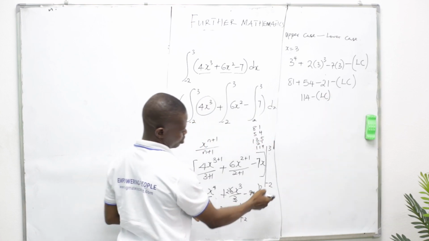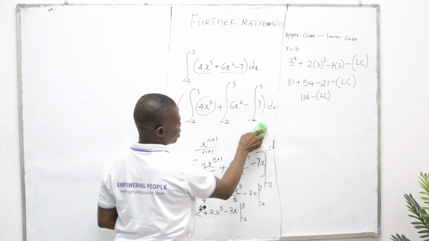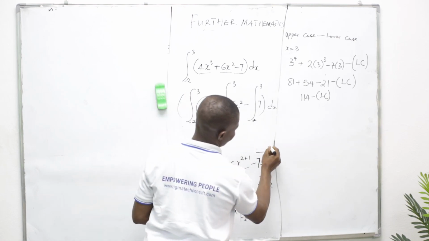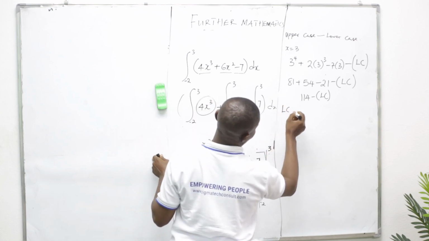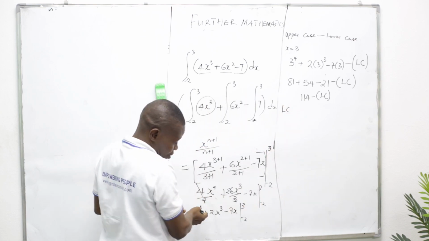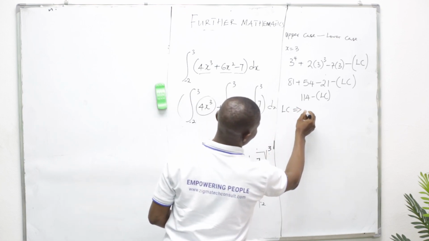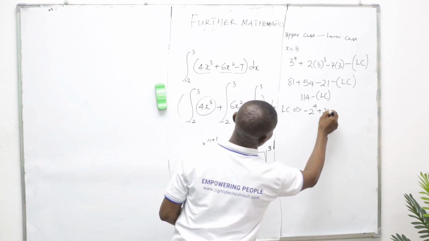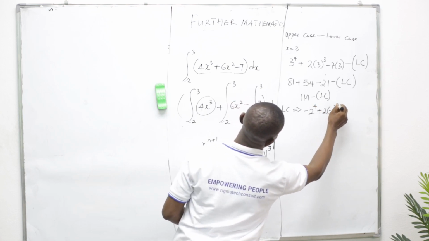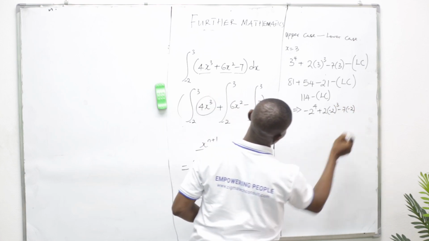What's the lowercase? Minus 2. Let us handle that of lowercase. We are done with uppercase. Lowercase. You are using the same thing you have, okay? Implies minus 2 raised to the power 4 plus 2 into minus 2 power 3 minus 7 into minus 2.